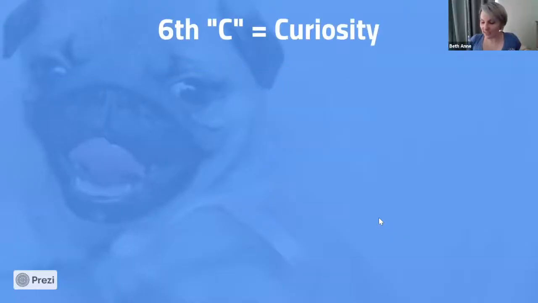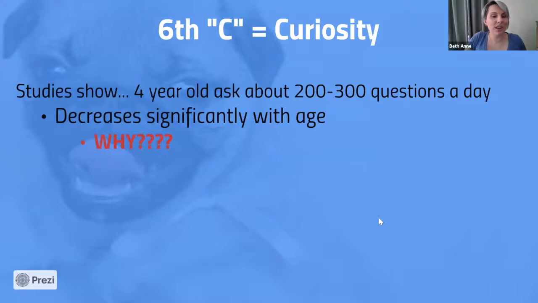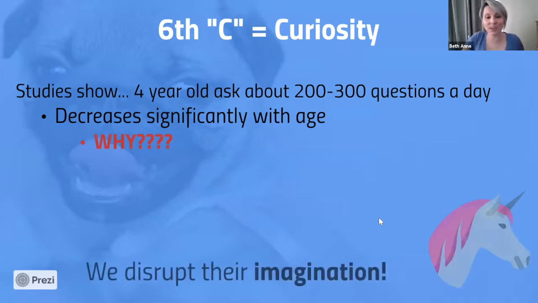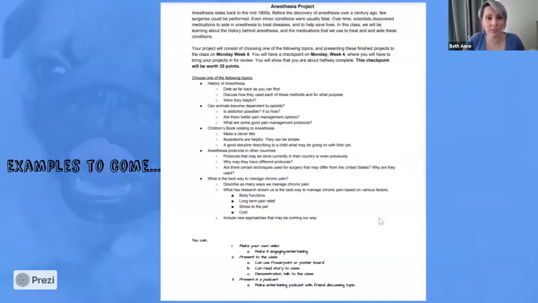The sixth C that we have is curiosity, okay? Studies show that 4-year-olds ask about 200 to 300 questions a day, and it decreases with age. Why? Because we disrupt kids' imaginations, okay? We give them the answers in the lecture, and it doesn't make them think about other things. So we really need to ask them or have them ask more questions.